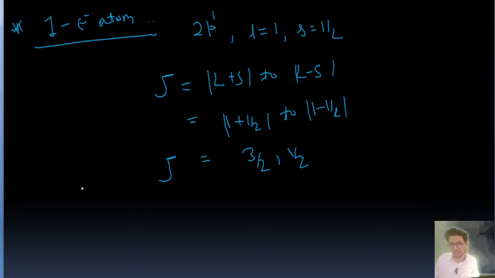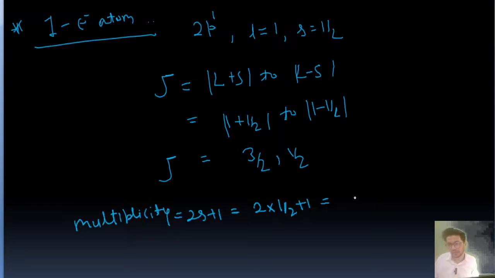First we will find the multiplicity, that is 2S plus 1. That is going to be 2 into half plus 1, that is 2. So spectroscopic terms are going to be given by the J values we have.